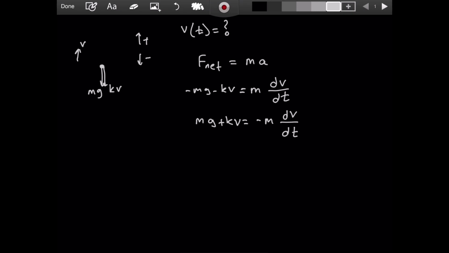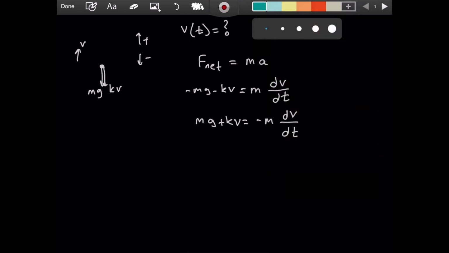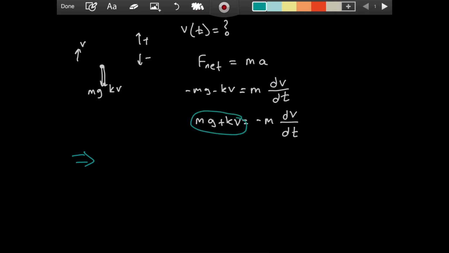Now I want to have dv and v on the same side. And a way to do that is as follows. I will multiply both sides by dt and divide by this guy. So I will have dt is equal to minus m dv divided by mg plus kv.